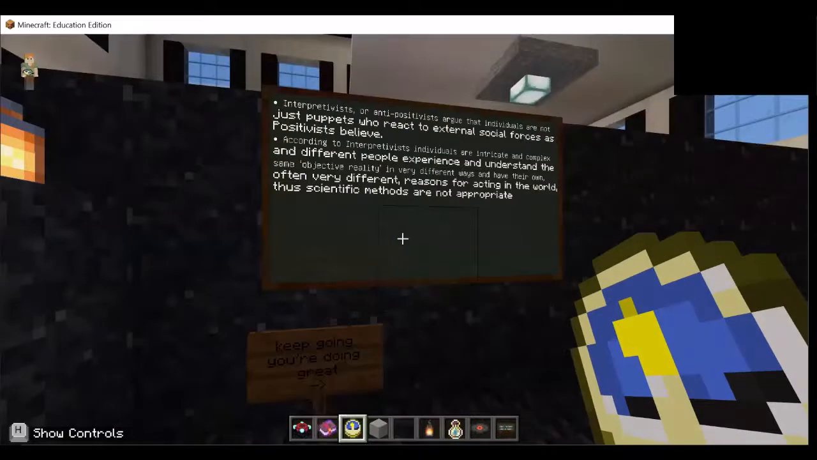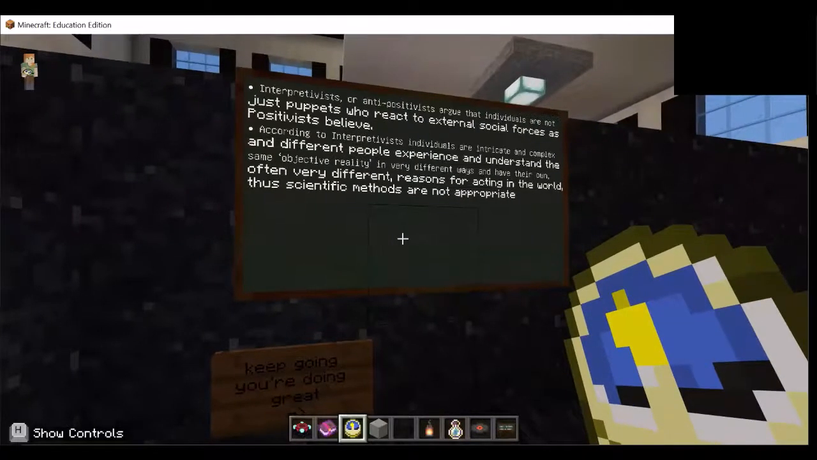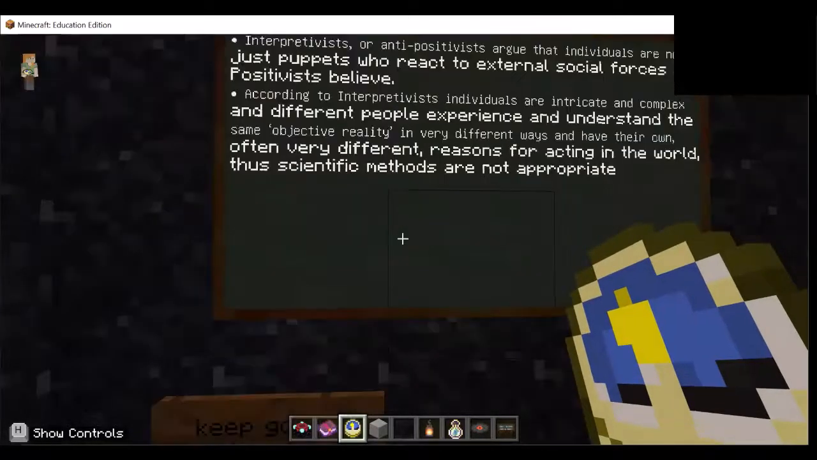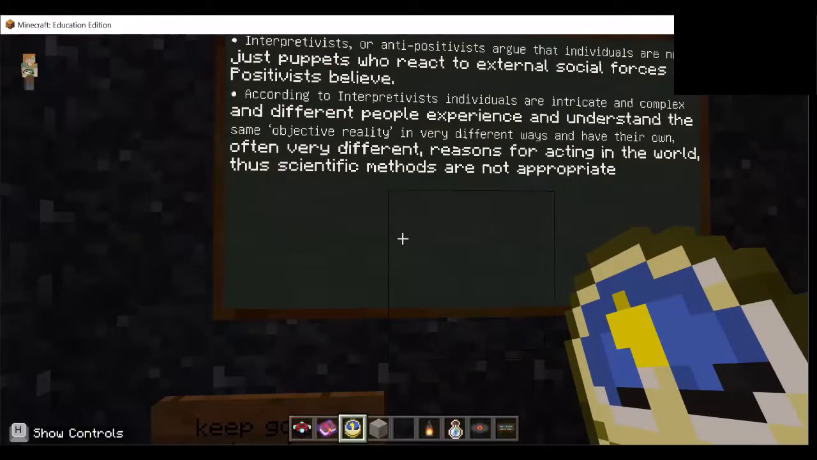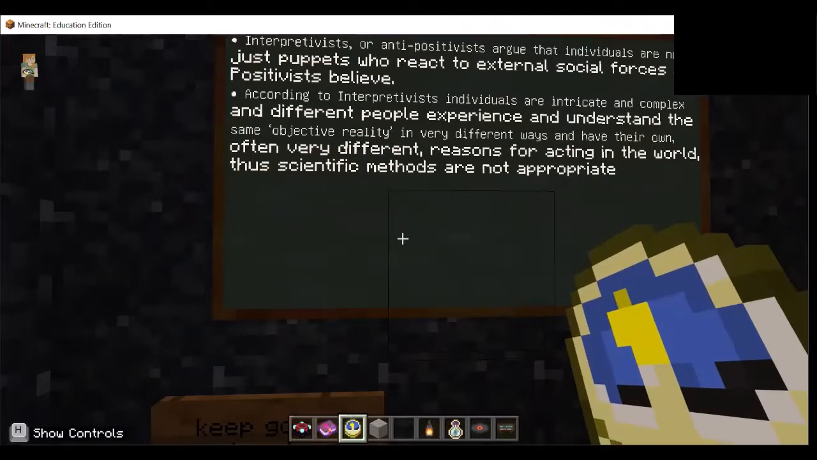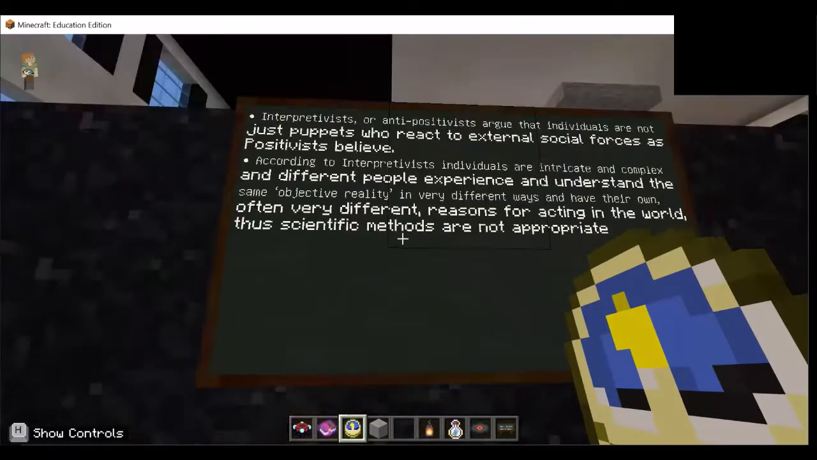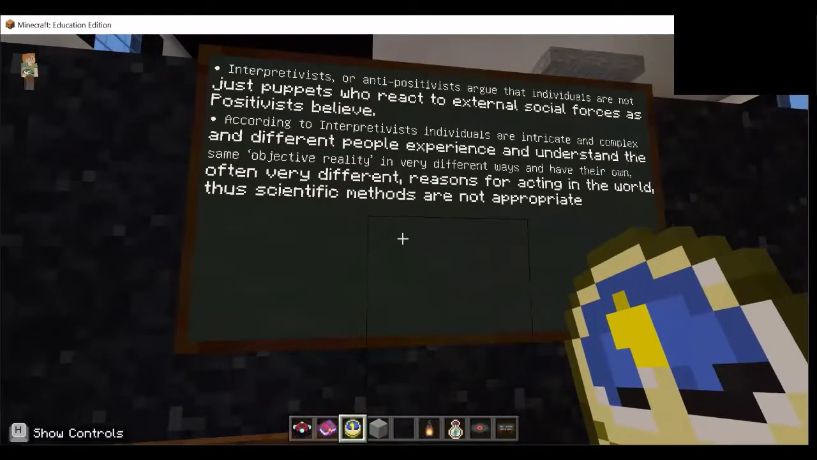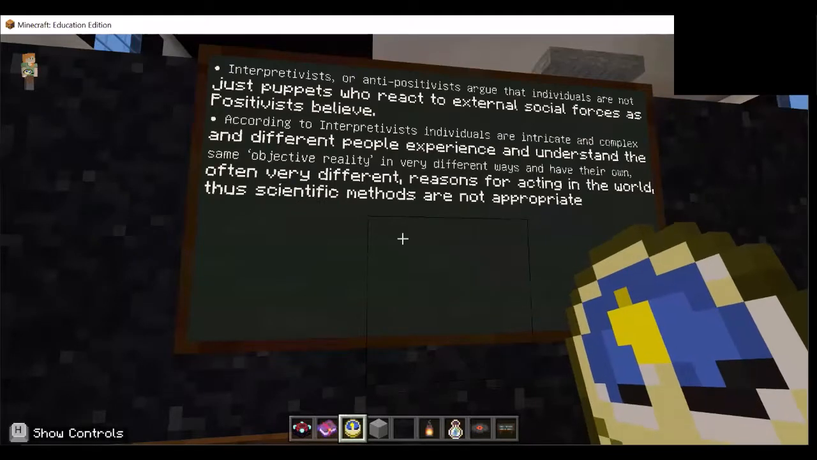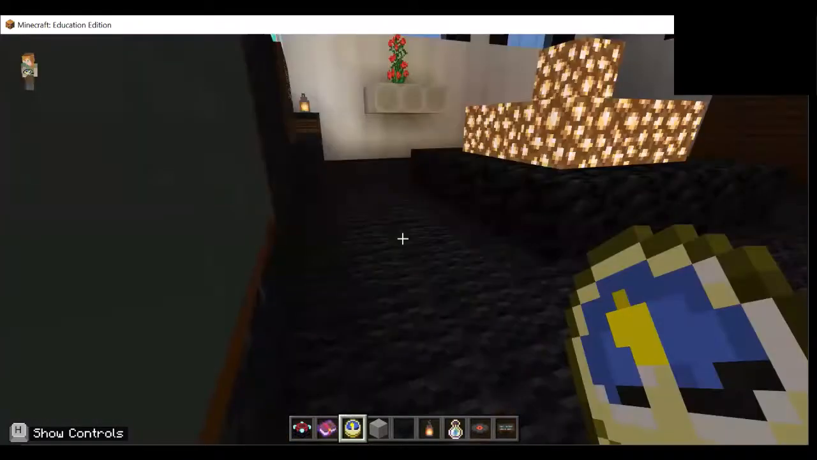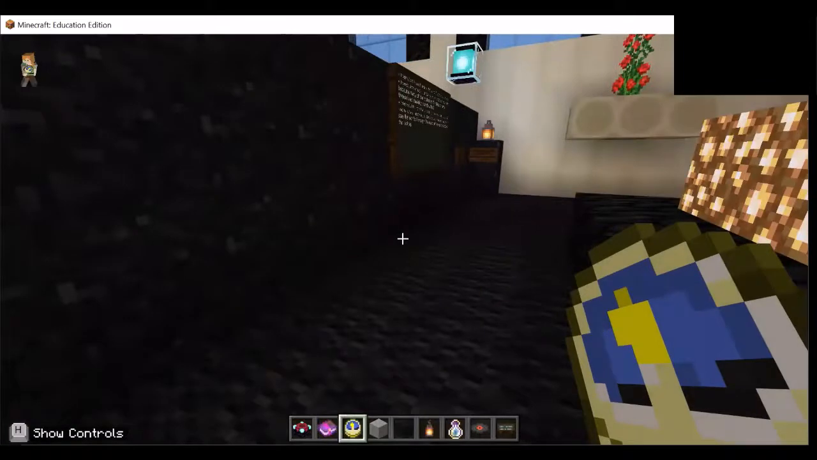Okay, that's awesome. So this poster tells us that interpretivists or anti-positivists argue that individuals are not just puppets who react to external social forces, as positivists believe. According to interpretivists, individuals are intricate and complex, and different people experience and understand the same objective reality in very different ways and have their own, often very different reasons for acting in the world. Thus, scientific methods are not appropriate. Okay, I'm sorry. Let's continue.